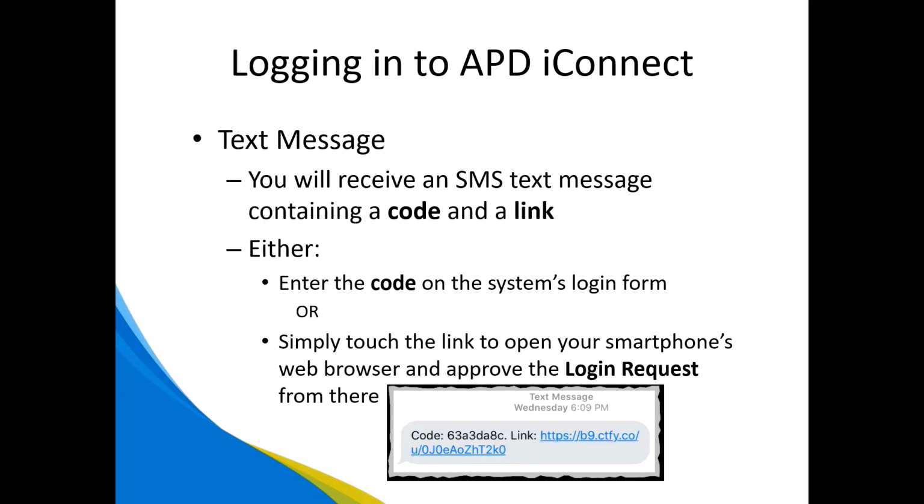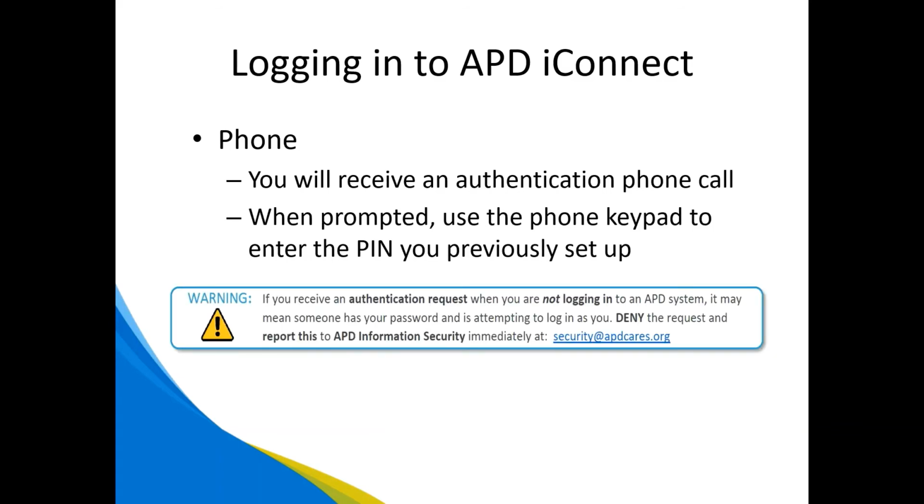If you've chosen text message, then you'll receive an SMS text message containing a code and a link, and you can either take that code and enter it into the system's login form, or you can simply click on the link and it will open your smartphone's web browser and you can approve the login request from there. If you chose phone as your authentication method, you'll receive an authentication phone call, and when you're prompted, you'll use the keypad on your phone to enter the PIN that you set up when you completed your ID Pass registration.